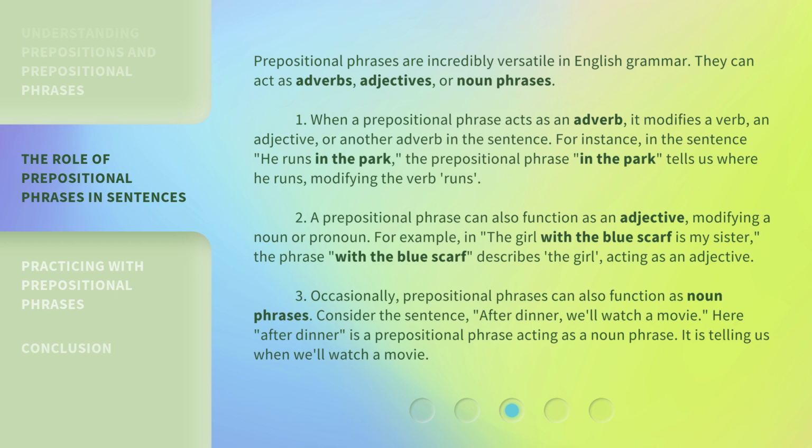2. A prepositional phrase can also function as an adjective, modifying a noun or pronoun. For example, in "The girl with the blue scarf is my sister," the phrase, "with the blue scarf," describes the girl, acting as an adjective. 3. Occasionally, prepositional phrases can also function as noun phrases. Consider the sentence, "After dinner, we'll watch a movie." Here, "after dinner" is a prepositional phrase acting as a noun phrase. It is telling us when we'll watch a movie.